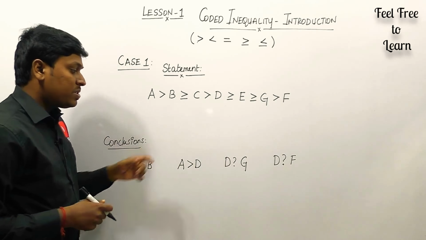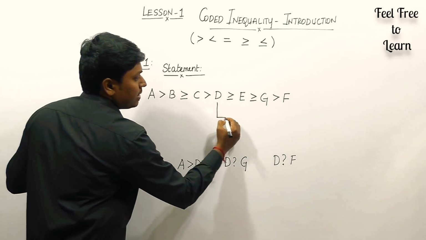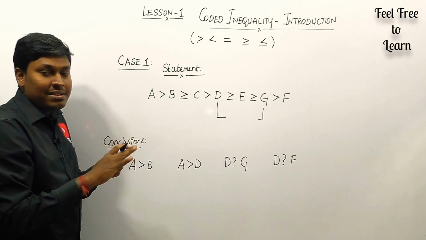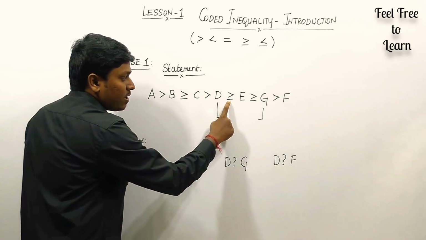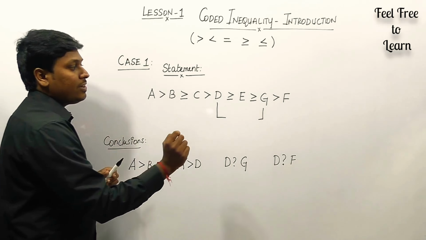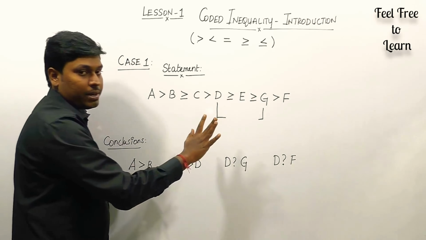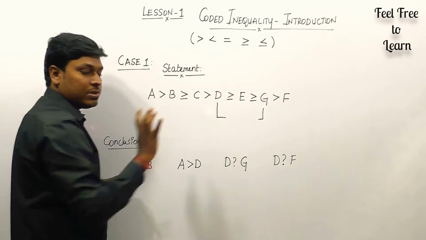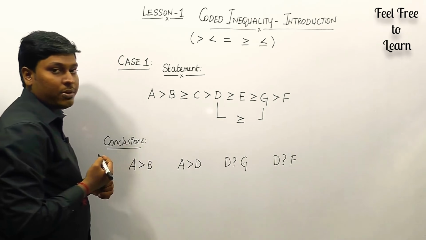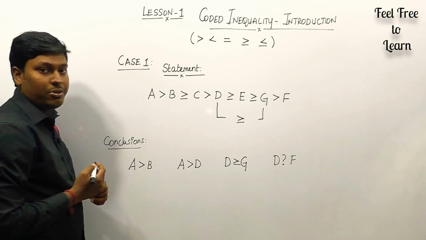Okay, so conclusion number 3. Now we need to compare D and G. The letter D is here and the letter G is here. So friends, while comparing D and G, between D and G, we have 2 symbols. One is greater than or equal to, and the second symbol is also greater than or equal to. And listen carefully, you need to pick only the common symbol. So greater than is common, and this equal to is also common. So while comparing D and G, we got an answer greater than or equal to. So finally, for this conclusion, we got an answer D greater than or equal to G.